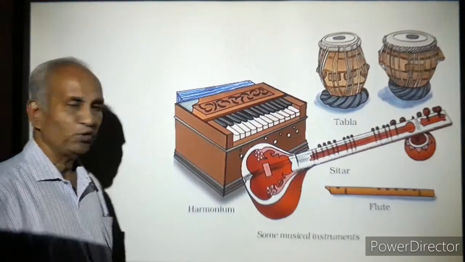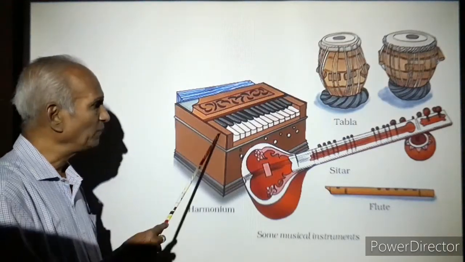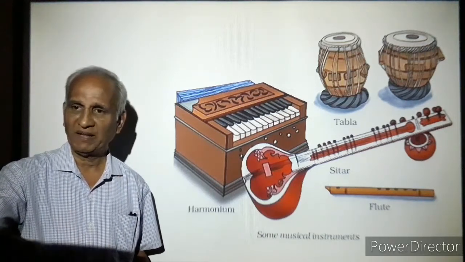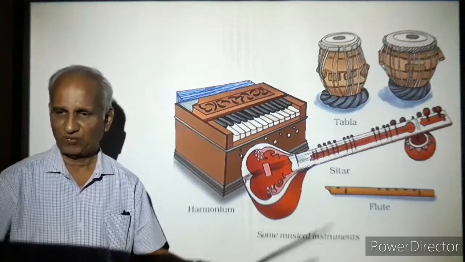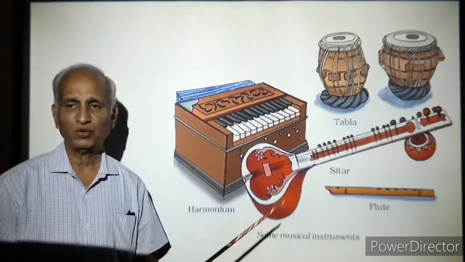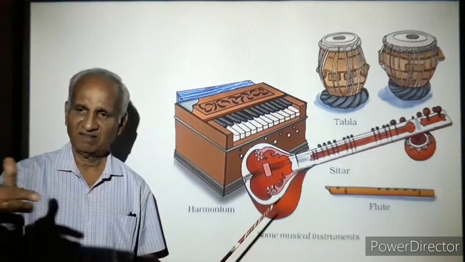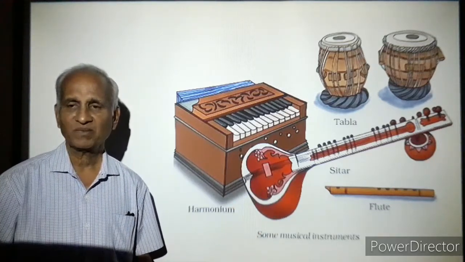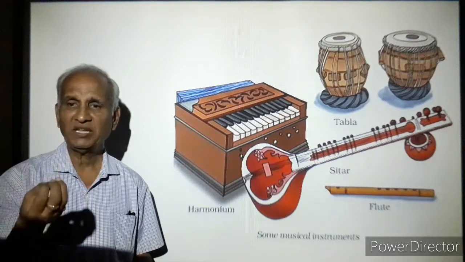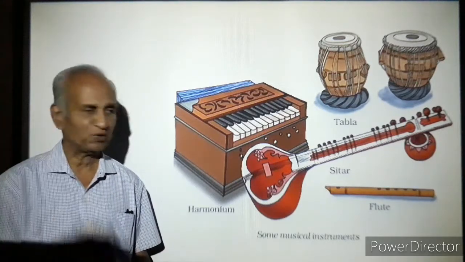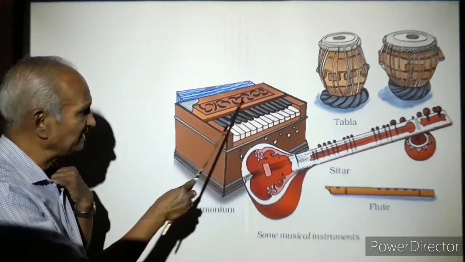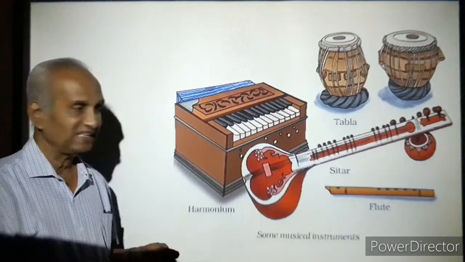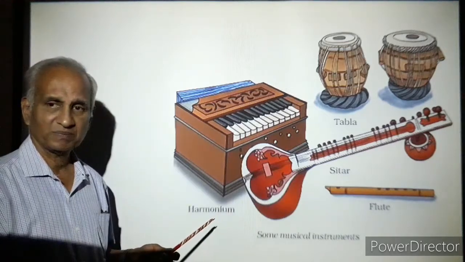Here we have a few musical instruments. Harmonium. When you start playing the harmonium, the bellows get filled with air. And as the air that gets stored inside comes out through the reeds, beautiful harmonical sounds get produced. The reeds will be here inside. As you press the keys here, the sound gets produced.